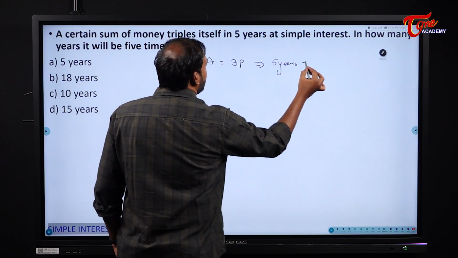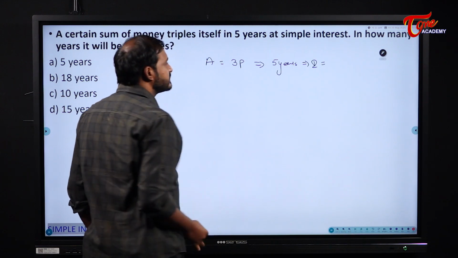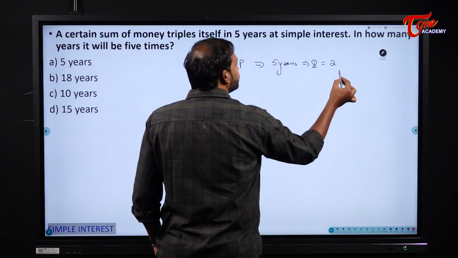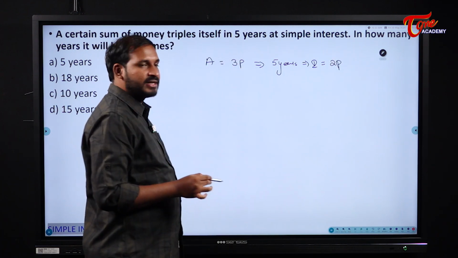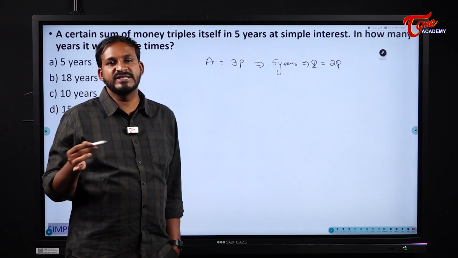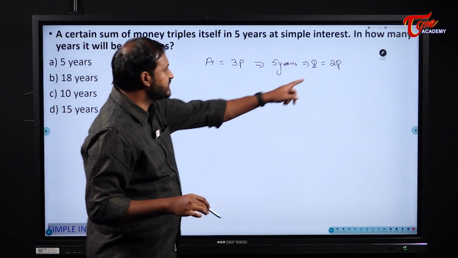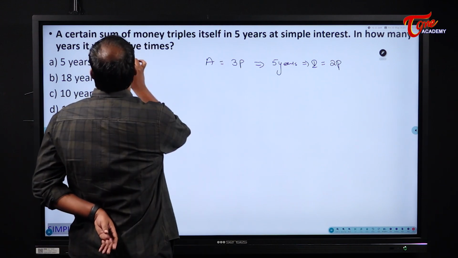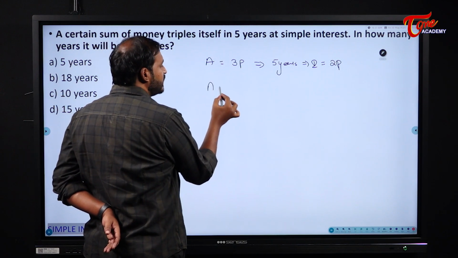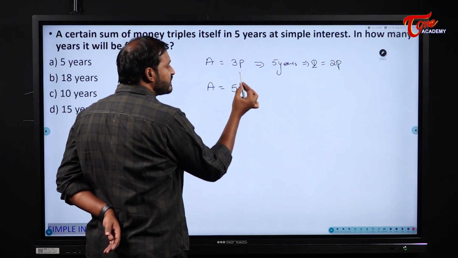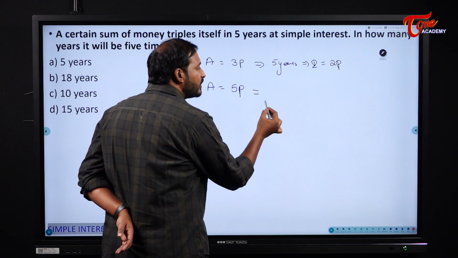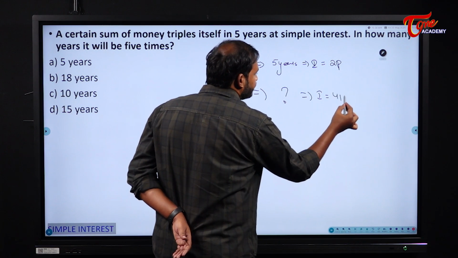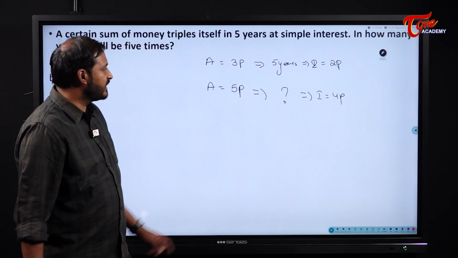Tell me one thing. What is the interest earned in this case? 2p, right? Why? Because amount is 3p, and amount contains my principal as well as interest. So interest earned here will be 2p. Okay, good, super. Next, in how many years will it be 5 times of itself? That means amount is 5p, and we don't know the years. But interest earned here will become 4p.